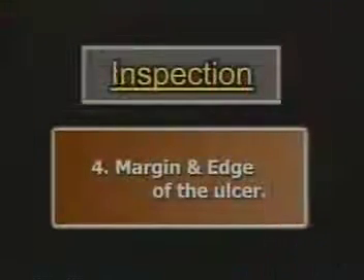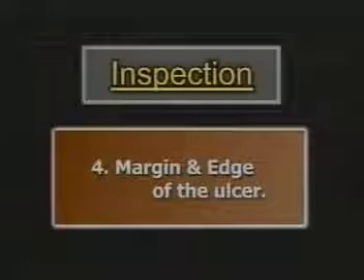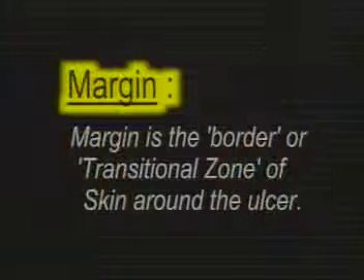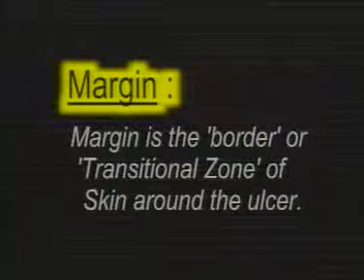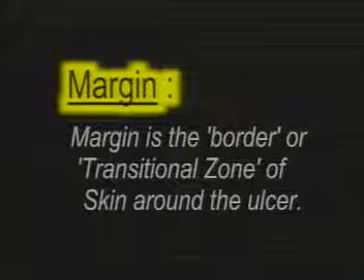Next, inspect the margin and the edge of the ulcer. Margin is the skin border or transitional zone of skin around the ulcer. That is, it is the line demarcating the ulcer from the intact skin. There are 3 types of margin. A healing ulcer shows a typical bluish line of growing epithelium, which is squamous epithelium without cornification, hence looks bluish.